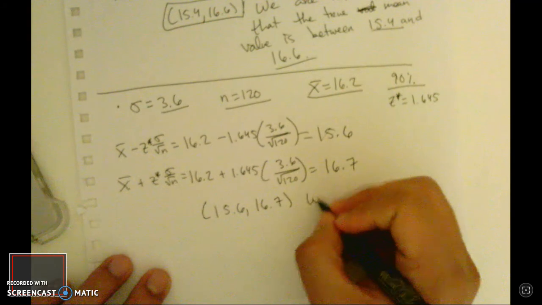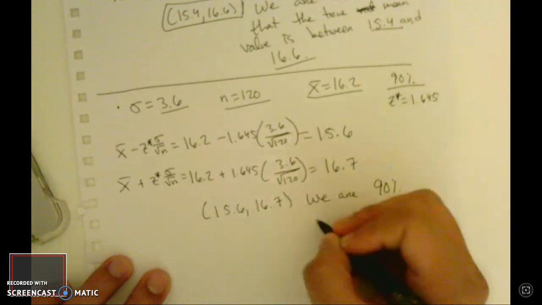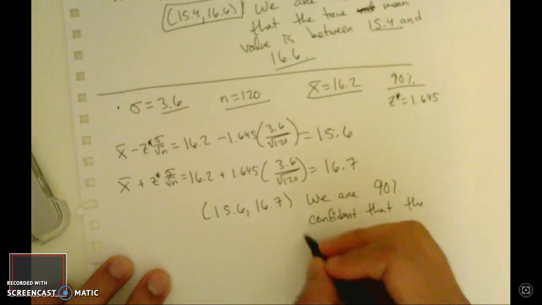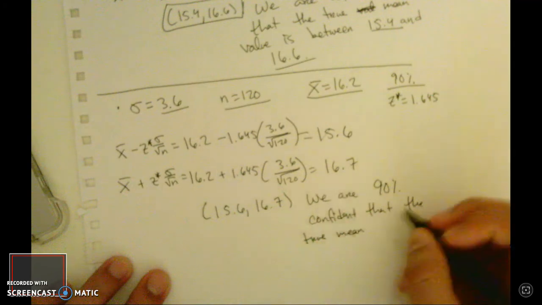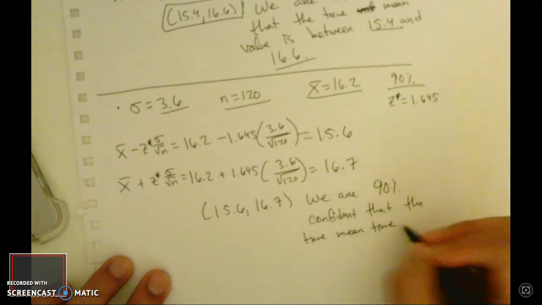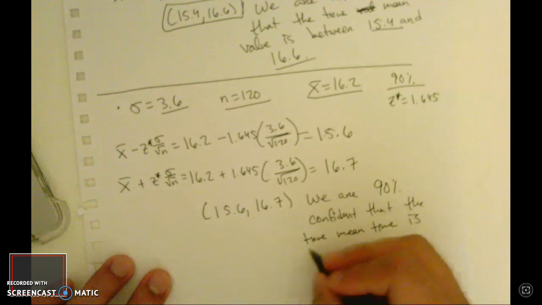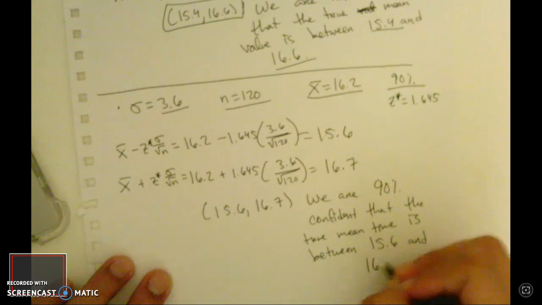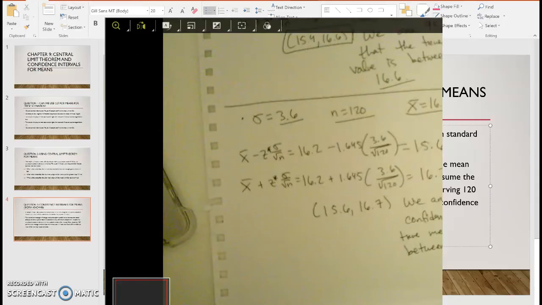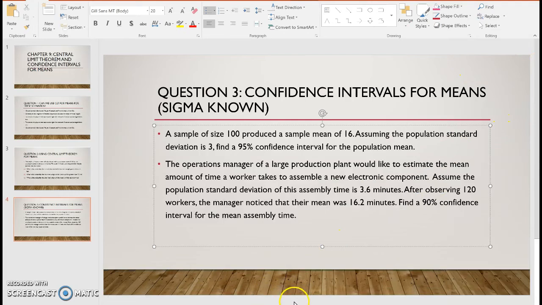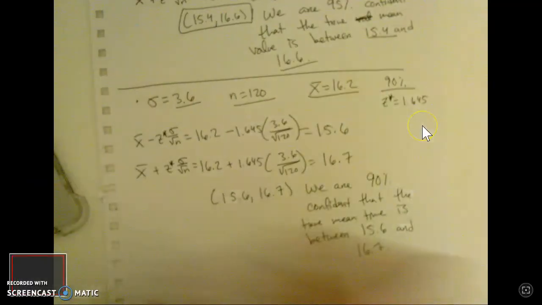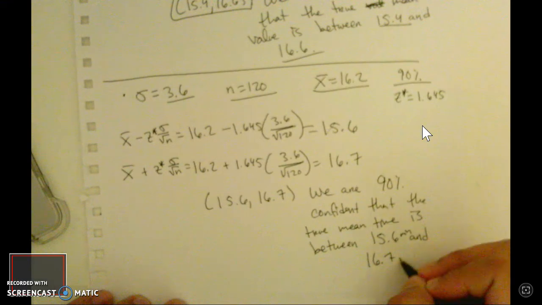Well, this tells me that we are 90% confident that the true mean time, I think that's what it was, right? The true mean time is between 15.6 and 16.7. So let me go back to the problem. It was looking at time, I think. Minutes, yes, minutes. So the true mean amount of time that a worker takes to assemble a new electronic component will be between 15.6 minutes and 16.7 minutes.